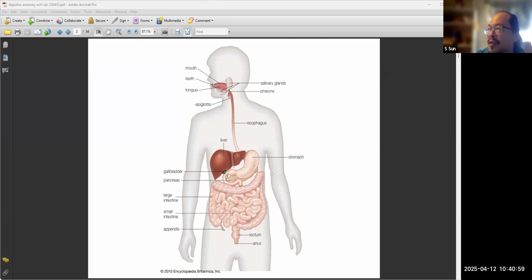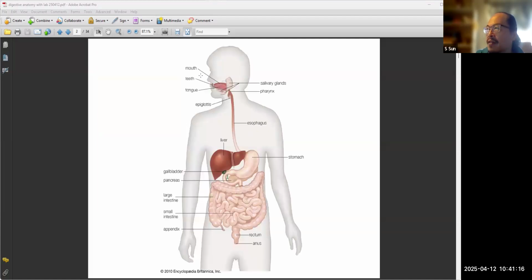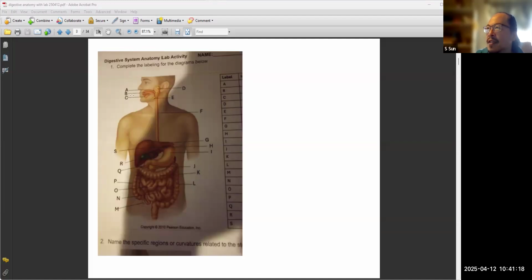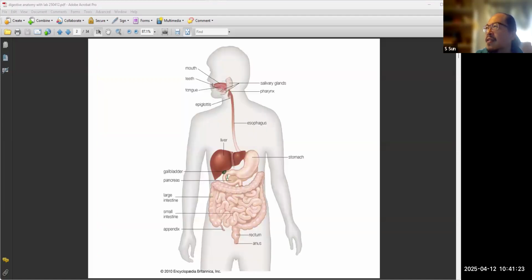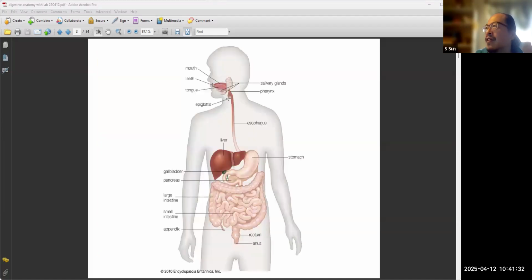So knowing this, we can finish our first lab questions. That's right here. This is the first one that we need to answer. What's A? A is mouth, right? So that's A. What's B? B is tongue, right here. B is tongue. What's C? C, this one, is the salivary gland, right here.